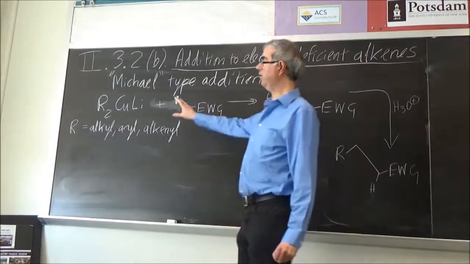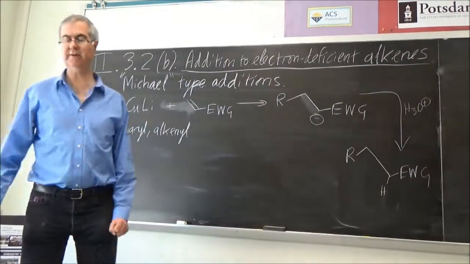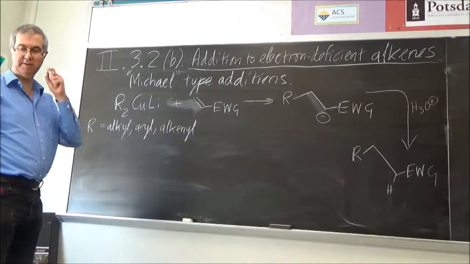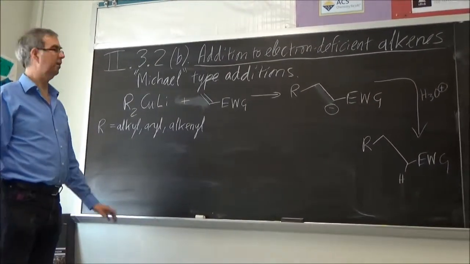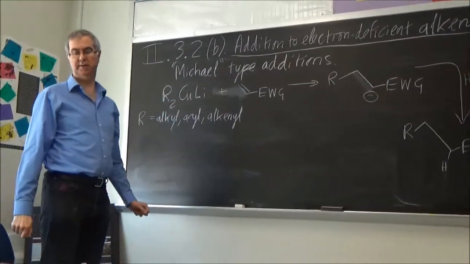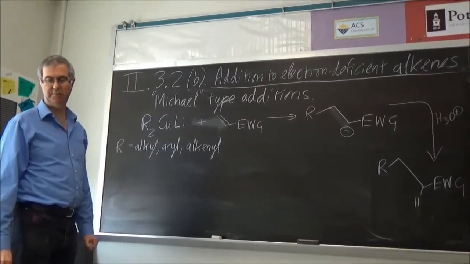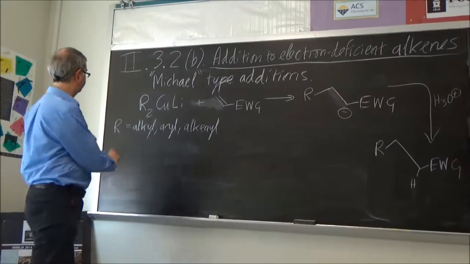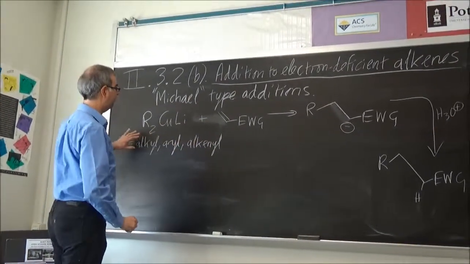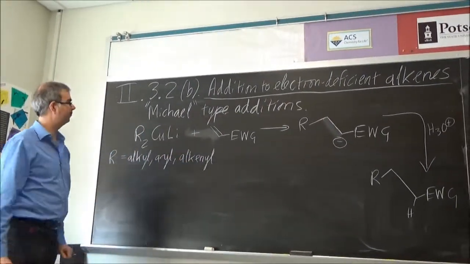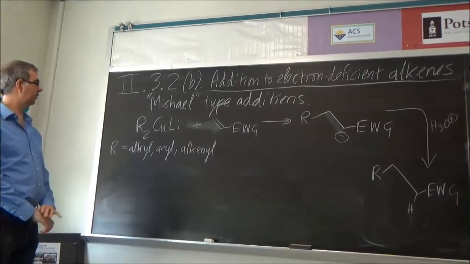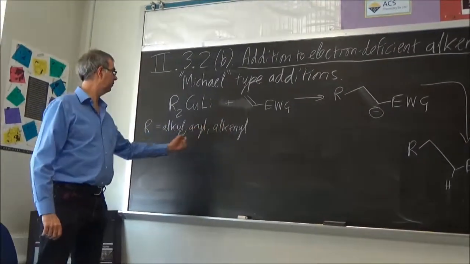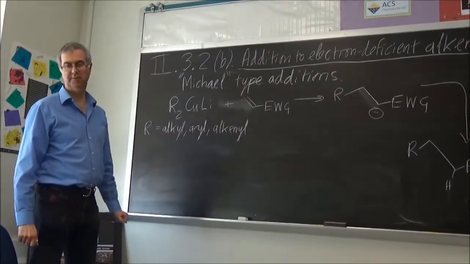So again, we're using copper. It's another soft metal like palladium, does a lot of the same chemistry. Copper 1 is particularly good for that. And again, this is the organocuprate that's hopefully getting quite familiar to you. Tolerates a wide variety of R groups. It can be sp2 or sp3.